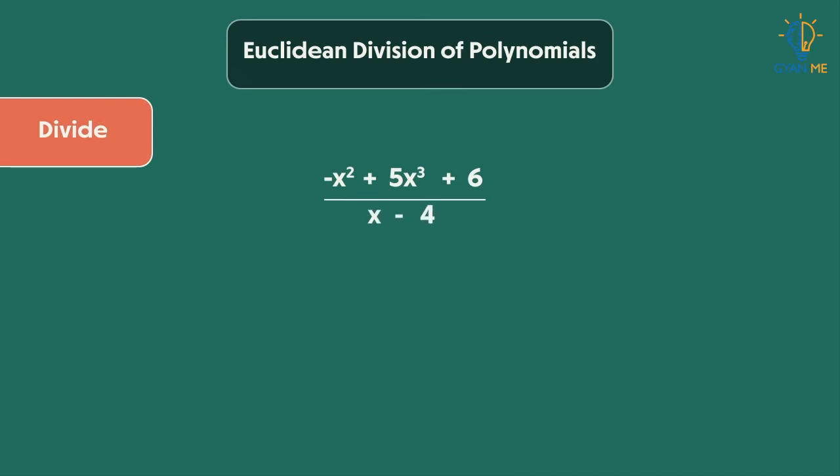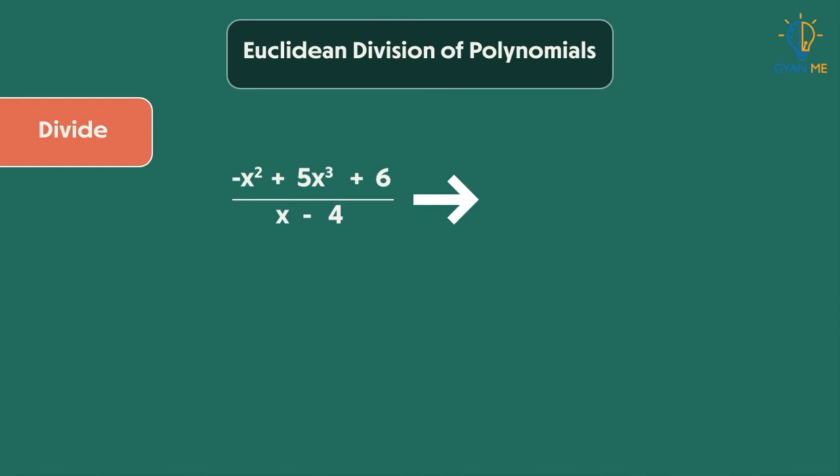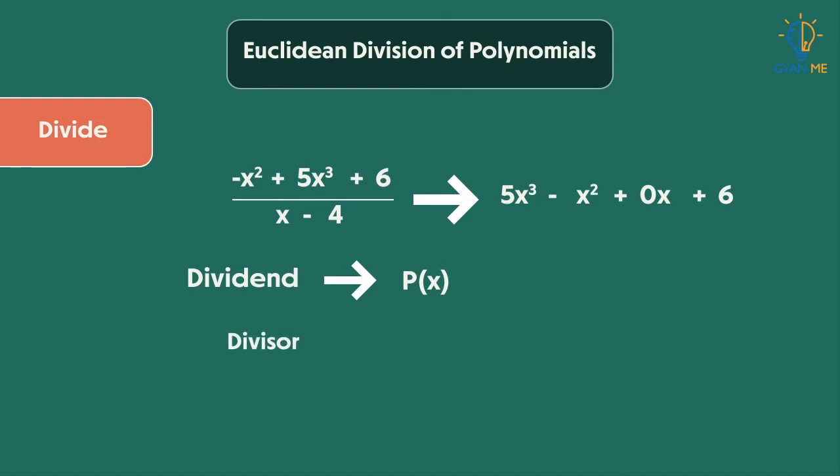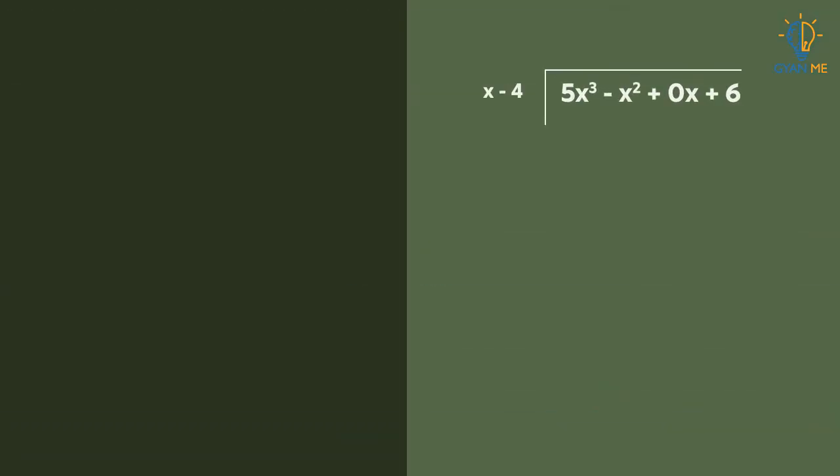The first thing is to write the polynomial in its standard form with all its missing terms if they are not there. We already know how to write a polynomial in its standard form. Accordingly, we get 5x cube minus x square plus 0x plus 6. This polynomial is also called the dividend p of x, and here the divisor is x minus 4. The quotient and remainder can then be determined as follows.